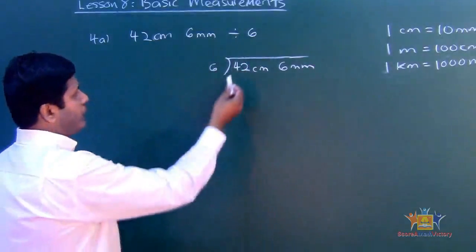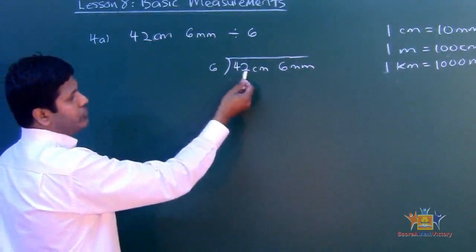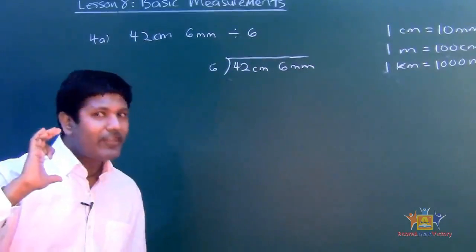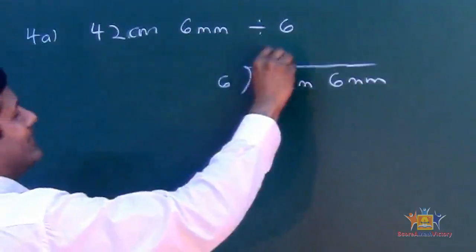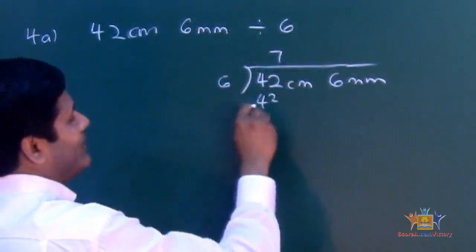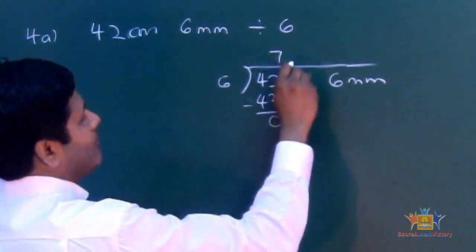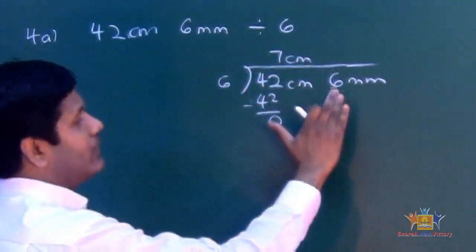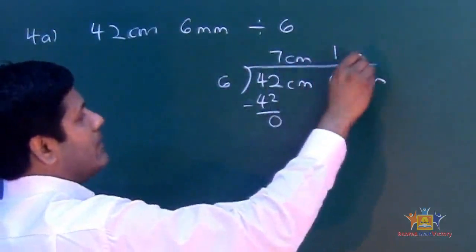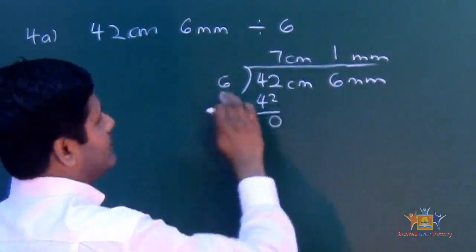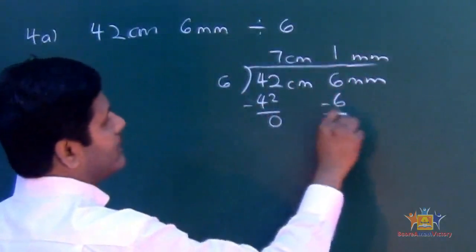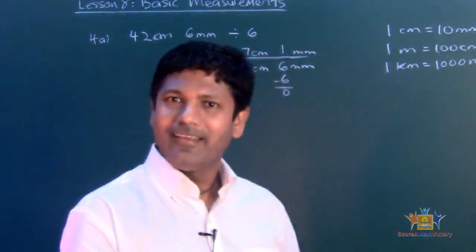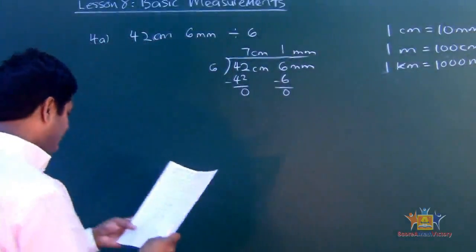Alright? Okay, in 42 centimeters, that's how many 6? From our timetable, 7 times 6. Very good. 7 times 6 is 42. Minus, gives me 0. So bring the centimeter up. Okay? I'm done. There's no balance. And then I can go to 6. 6 divided by 6 is 1. Bring the millimeter up. 1 times 6 is 6, minus gives me 0. I'm done. See that? Pretty easy, isn't it? Okay, good. Now let's go to the second one.